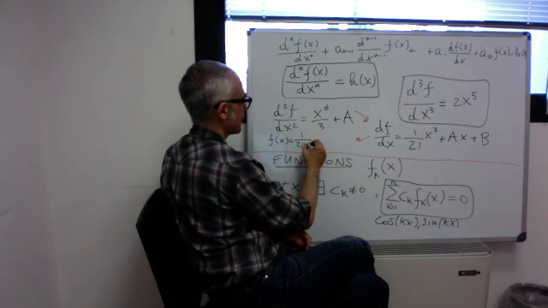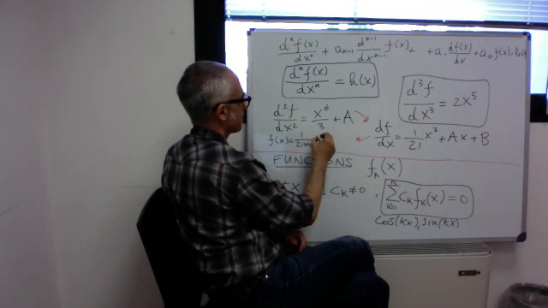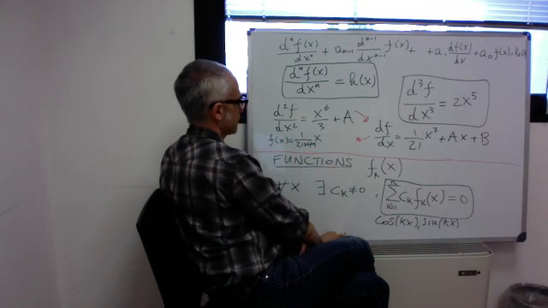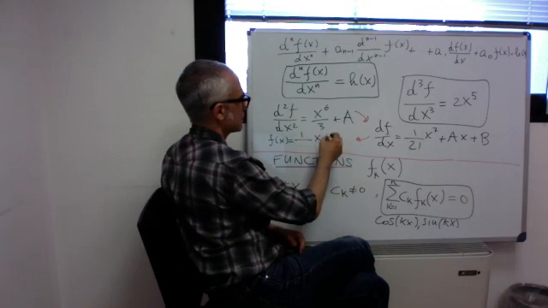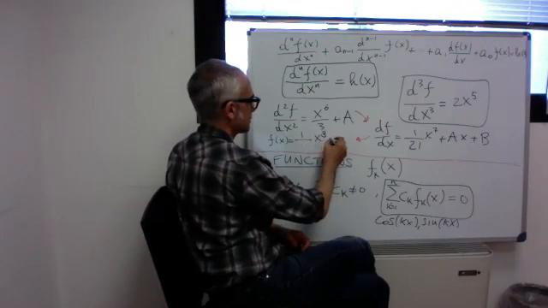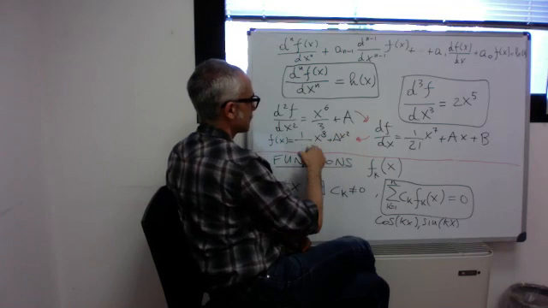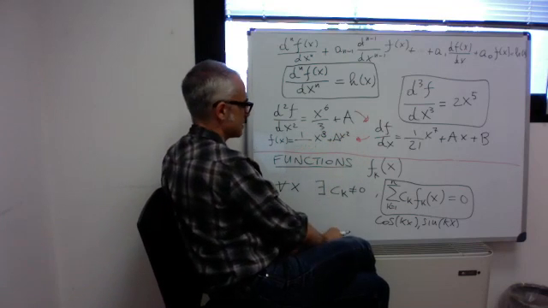So finally, f of x equals 1 over some big number, x to the power of 8, plus a. You're going to calculate this as an exercise at home, please.